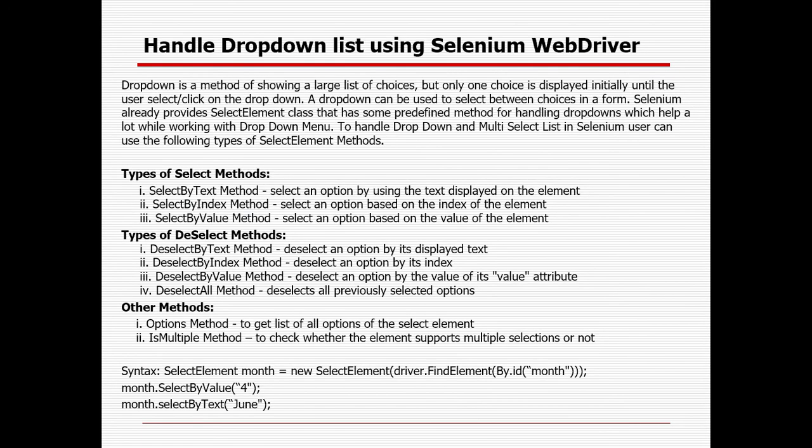So you can select by text, select by index, select by value, and in case multiple selection is possible, more than one option, you can deselect by text, deselect by index, deselect by value, and the deselect all method. And if you want to check whether multiple selection is possible, you can use the isMultiple method. If you want to get how many options there are, as well as print the options, you can use the options method, which is available in the Select class in Selenium WebDriver.